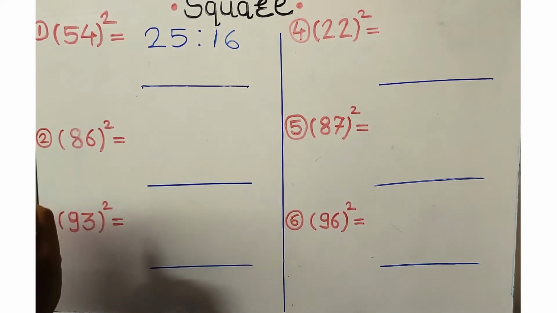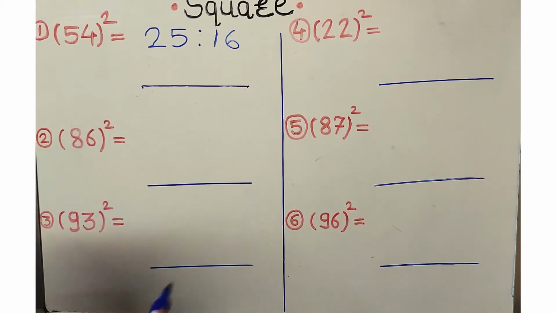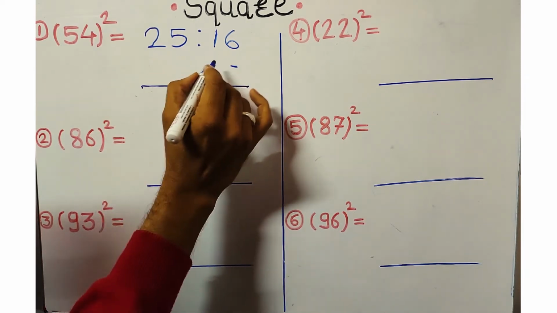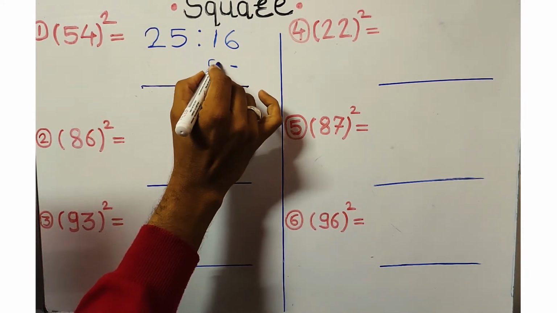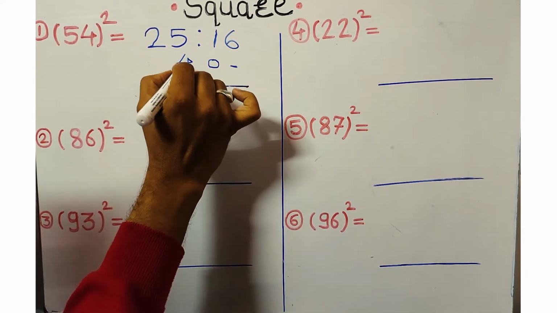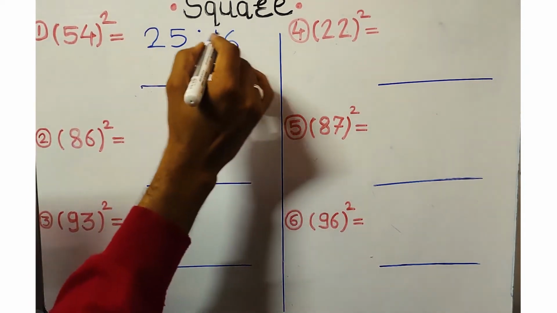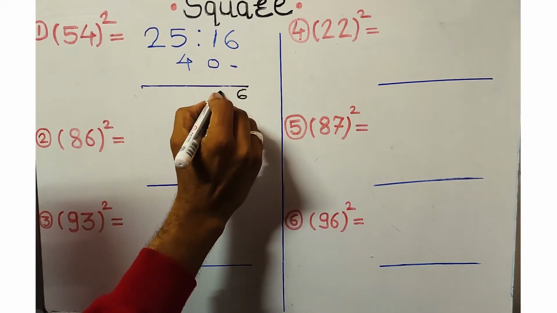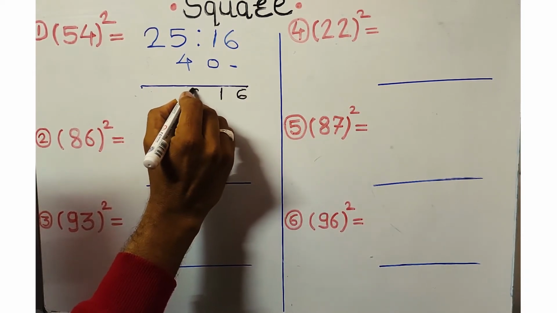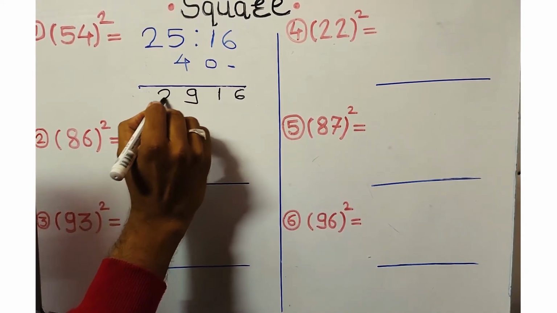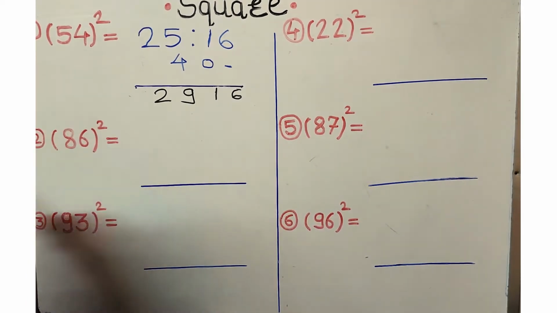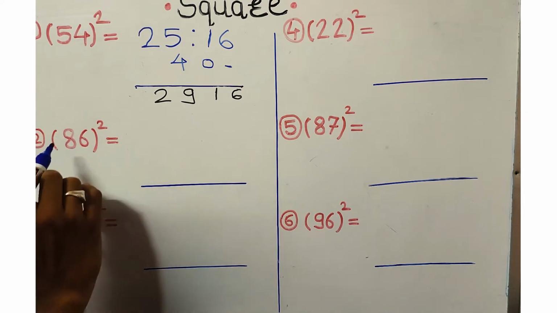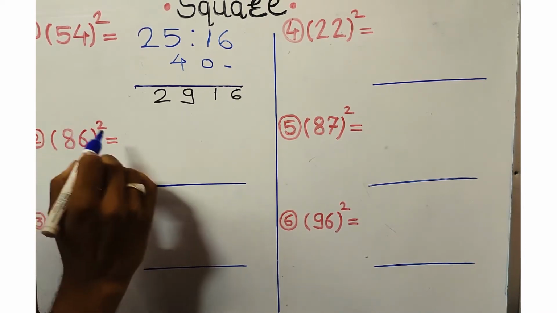Write 40 in such a manner that the unit place must be vacant. So 40 we write 0 and 4. Just add all these: 6, 1, 9, 2. So the square of 54 is 2916.